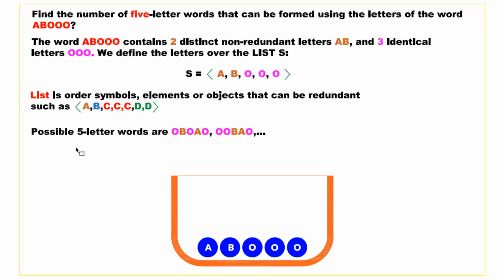Now, what could this new ordered word be like? It could be like O, B, O, A, O, or O, O, B, A, O. So again, we are withdrawing without replacement. So A is only repeated once, and B is repeated only once, and the 3 letters cannot be repeated more than 3 times. They are repeated only 3 times.